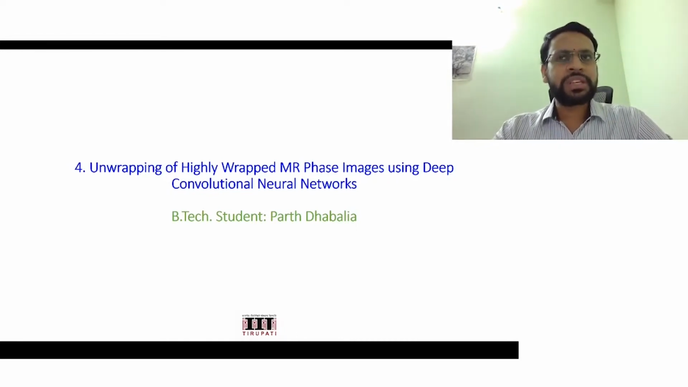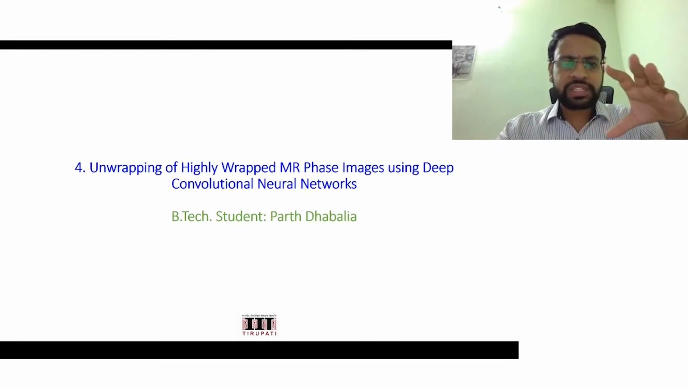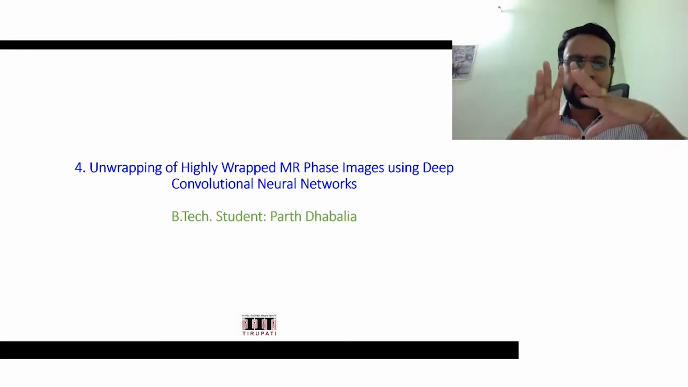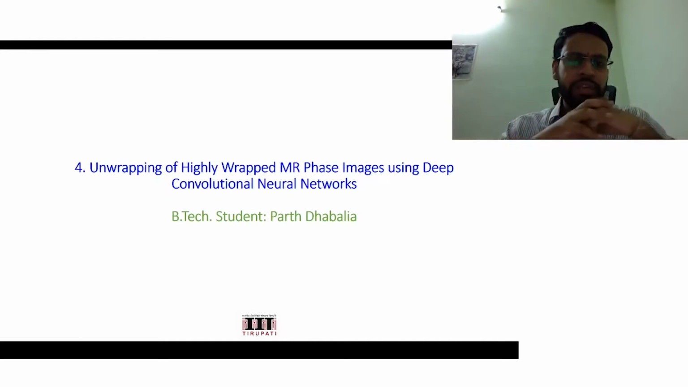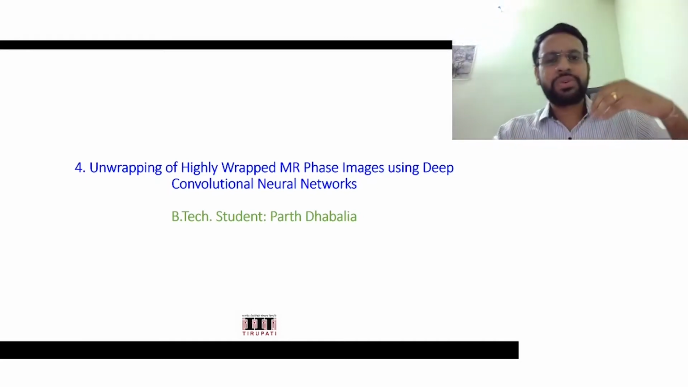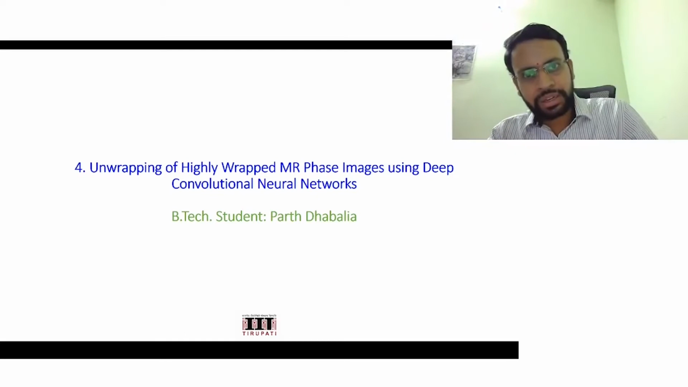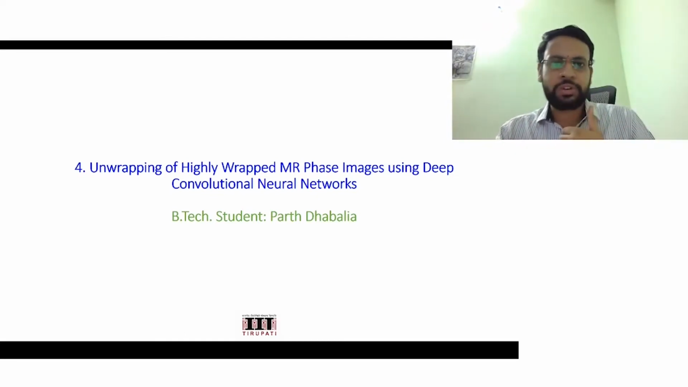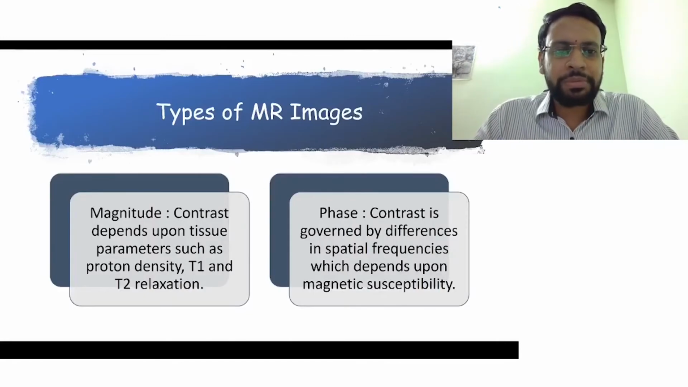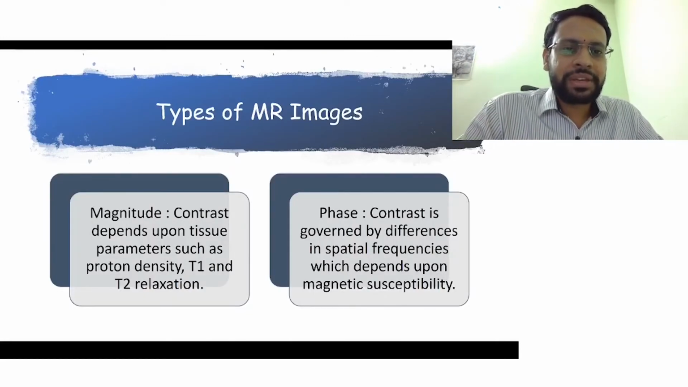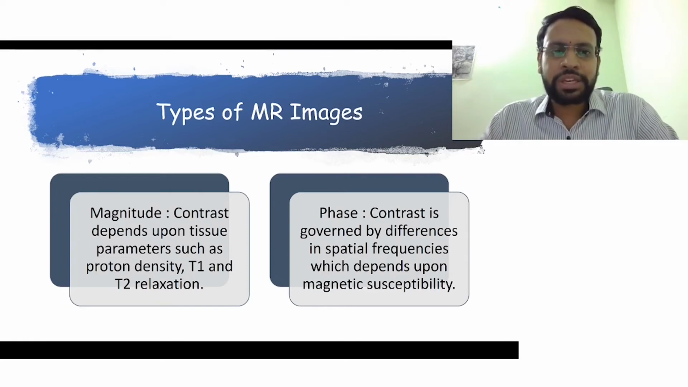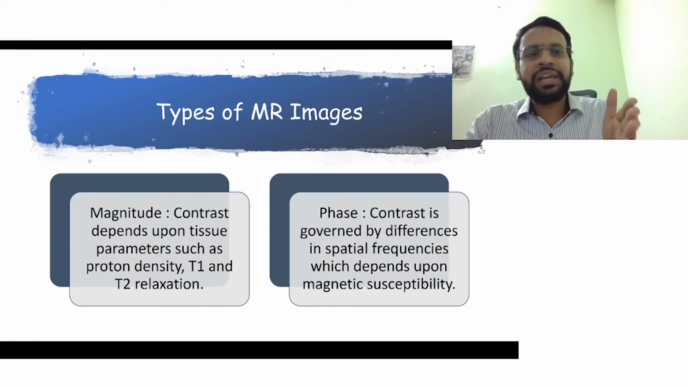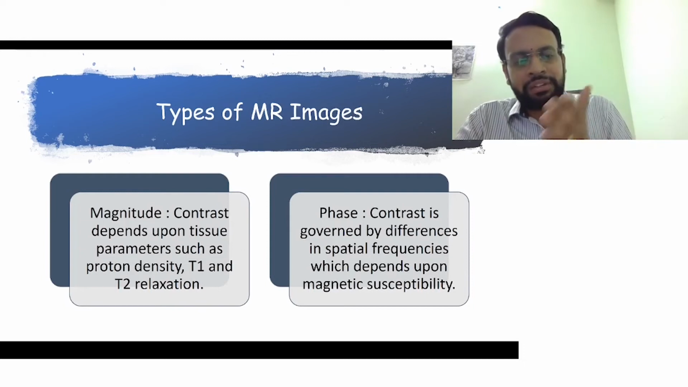MR imaging is a very important application where signal processing plays a vital role. This is perhaps the only imaging modality where you acquire your image in the Fourier domain and then take the inverse Fourier transform to get the image in the spatial domain. Some of you might remember that phase unwrapping is an important problem that you come across when dealing with the Fourier transform and inverse Fourier transform.